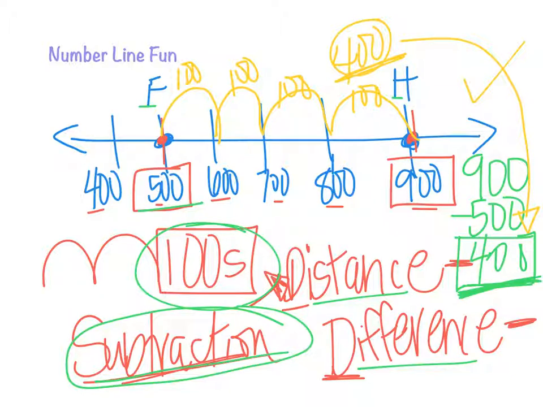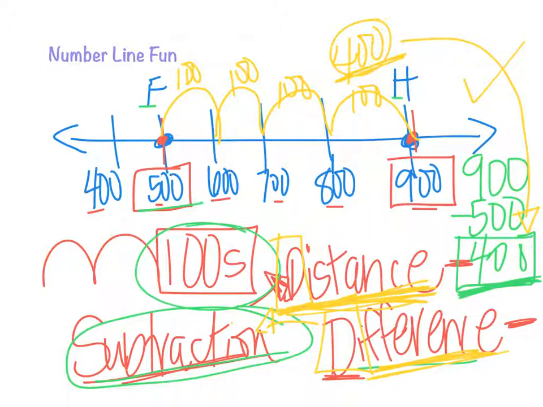I could do either one of these strategies to solve, but I have to pay attention to the question. If it asks what is the distance between point F and point H, I need to remember that distance starts with D, difference starts with D, and to find the difference, I use subtraction, because difference is the answer to a subtraction problem. Okay, you got it? Remember, I write, you write. Put everything in your journal.